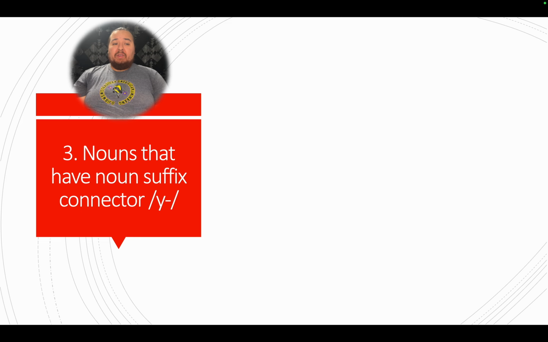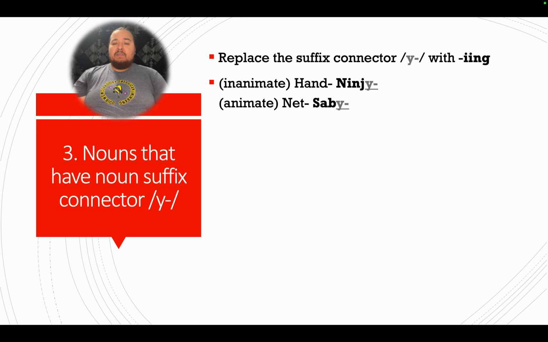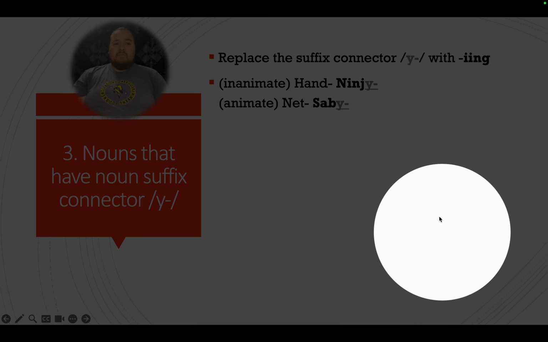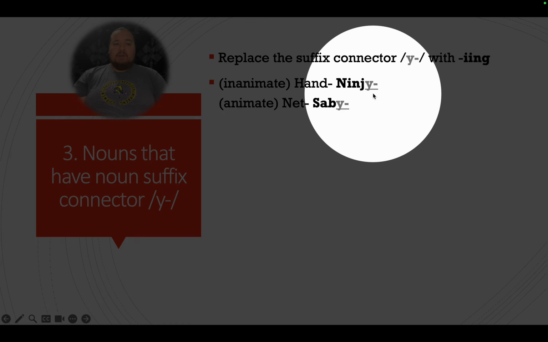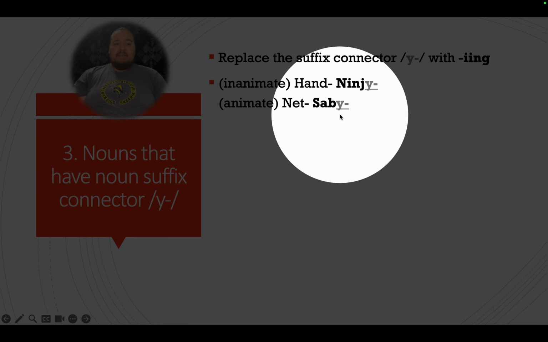So rule number 3, nouns that have a Y suffix connector. Replace the Y with an IING suffix. Our inanimate example is ninj, which means hand. The animate example is sub, which means net. As indicated here, it has a Y suffix connector for both of them.